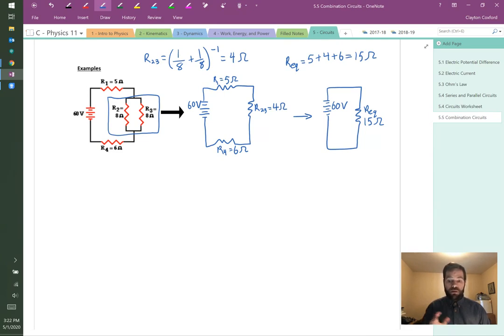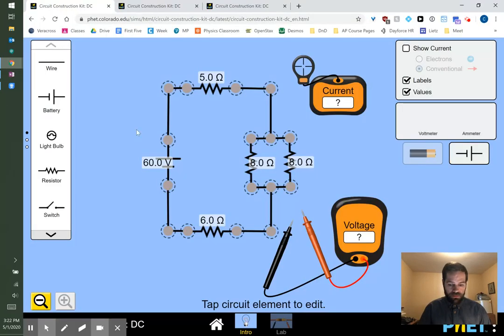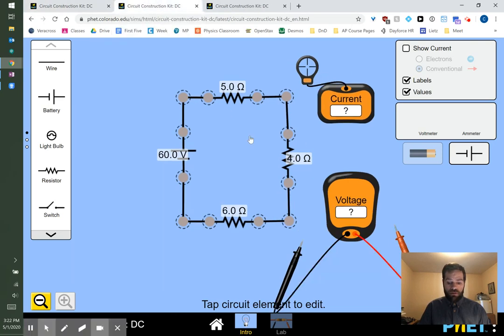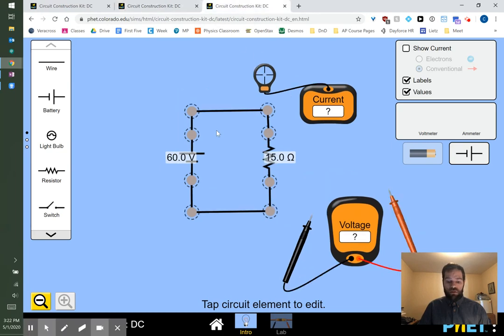And the place we want to start is with this last circuit that we drew. So I'm going to show you here what I've done in PhET. I've created the initial circuit, and then I have reduced it down to a simple series circuit with the original 5 ohm and 6 ohm resistors and this 4 ohm equivalent resistance for resistors 2 and 3. And then I've even simplified it down further to the single resistor and the battery.